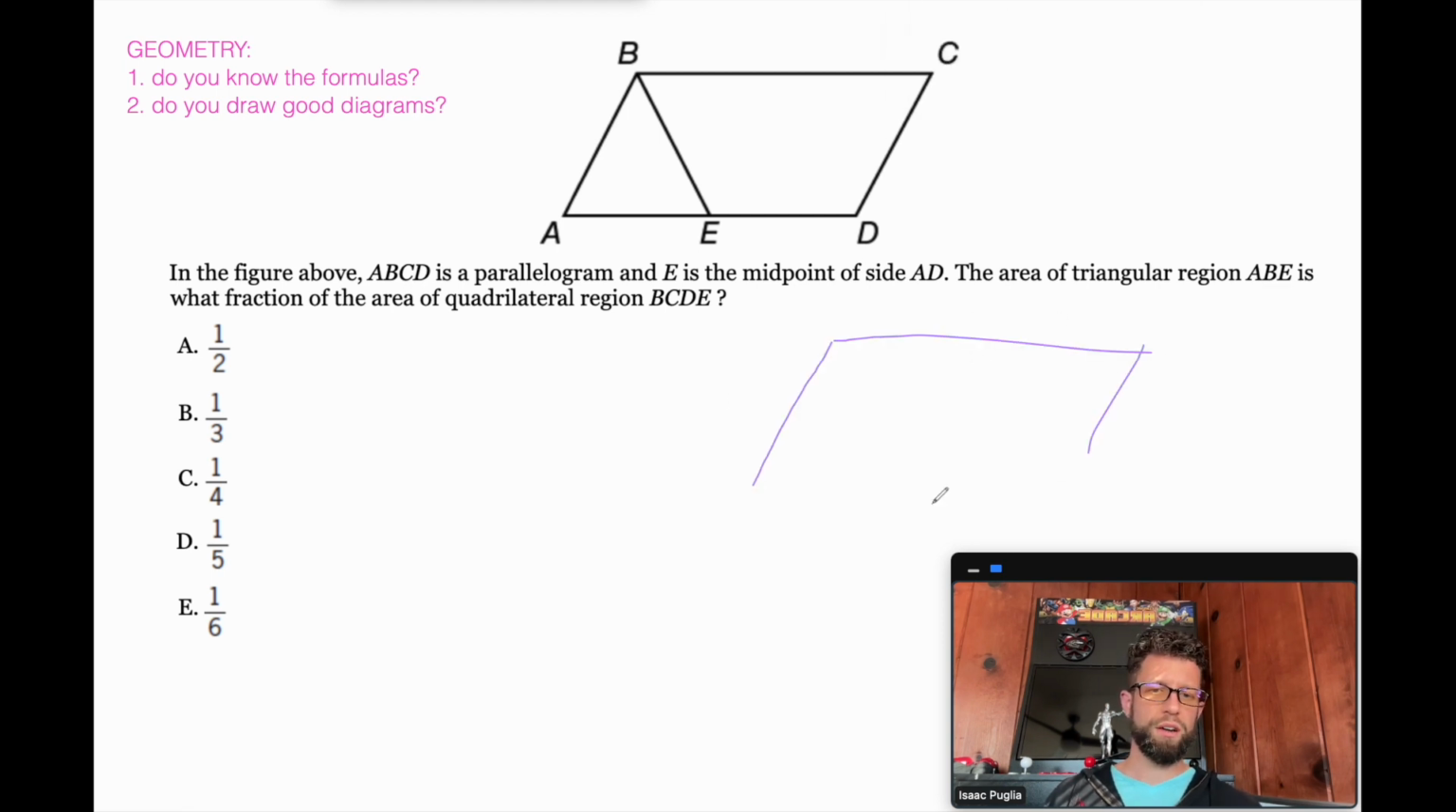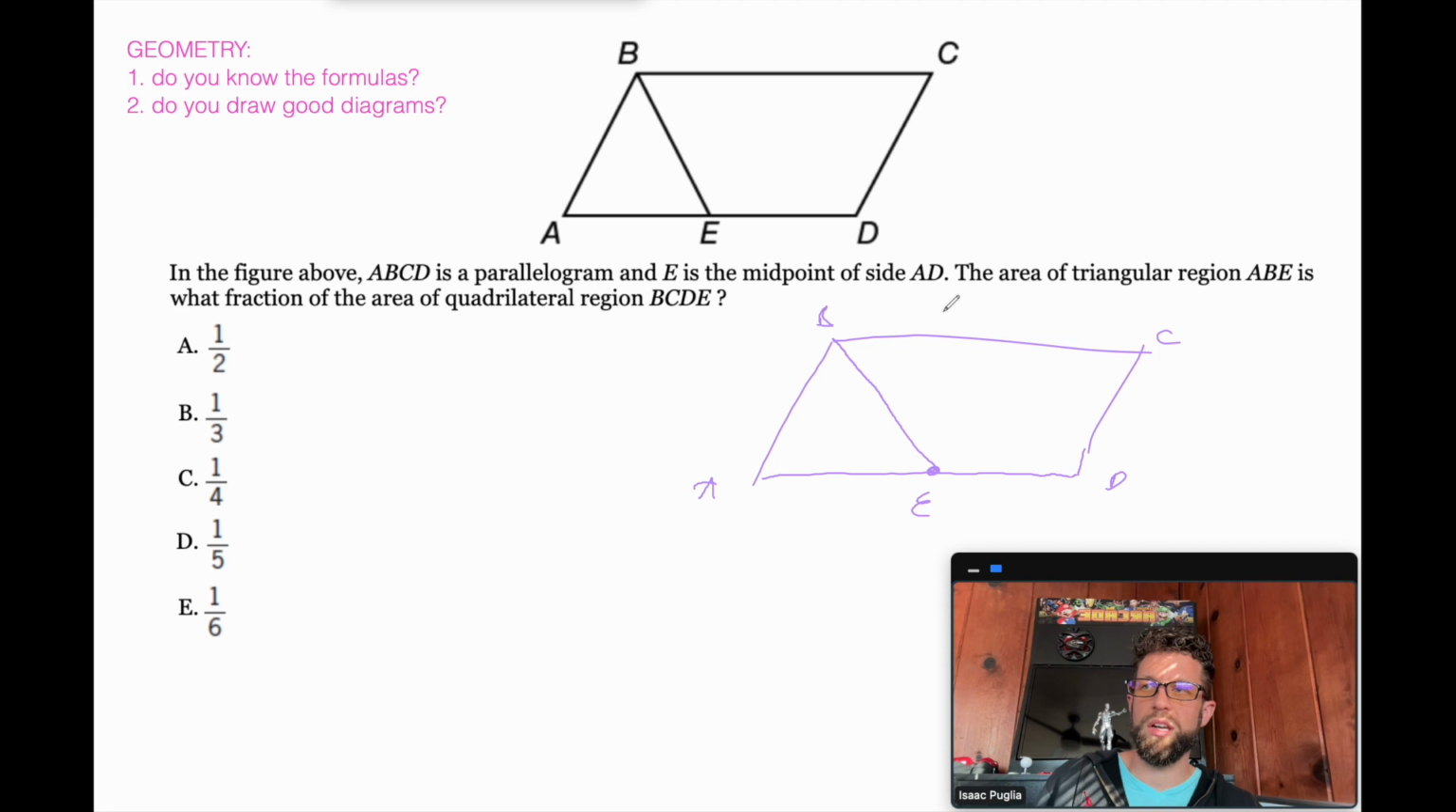Now, when I say good diagram, I do want to be clear, I don't mean perfect. It just has to be solid, good enough for you personally to not miss questions you know how to do. That's really the metric that we're going for here. If you're missing questions you know how to do, then your diagrams aren't good enough. If you're getting questions you know how to do right, your diagrams are good enough.